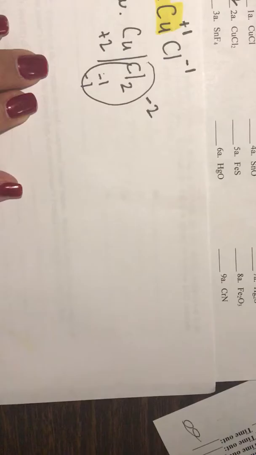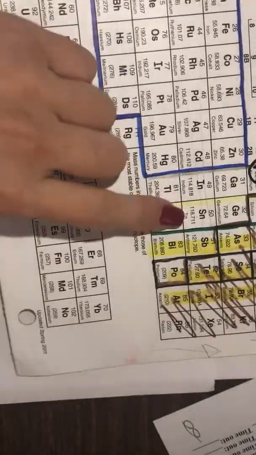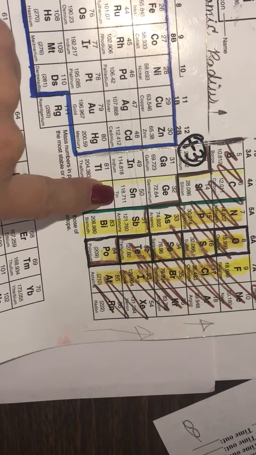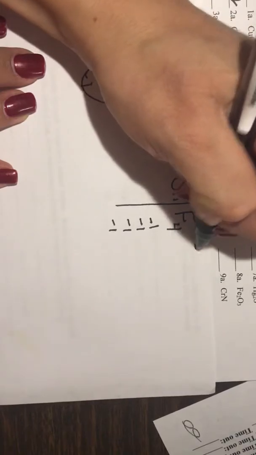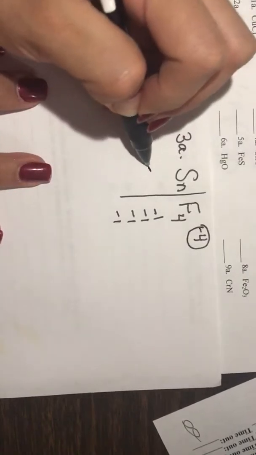Let's look at 3A. And if we look at our periodic table, what's the charge of tin? It's right here. Okay? We can't tell for sure what the charge of tin is. That's why it takes the charge of whatever it's connected to. So fluorine has a charge of -1. Okay, but there's 4 of them. So this entire charge on this side is -4. So the charge of this is going to be +4.